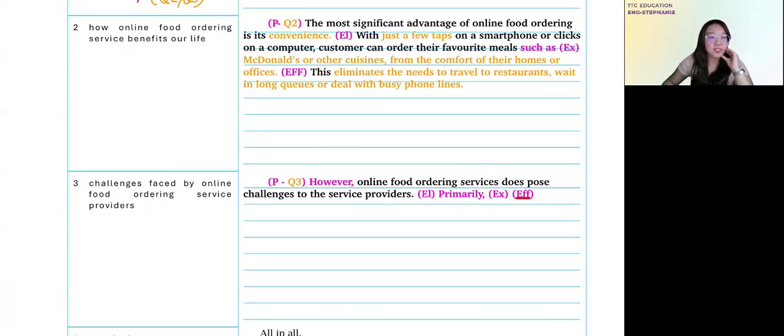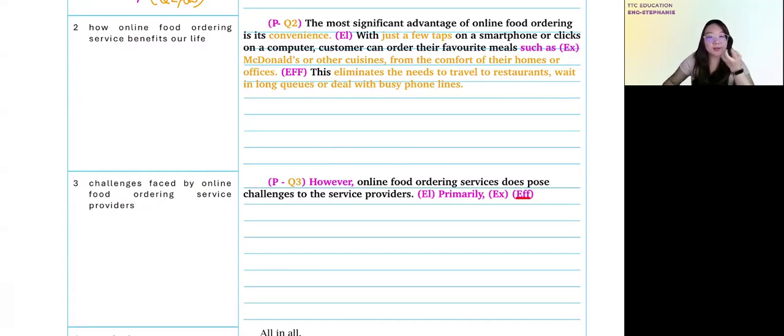It has a risk that the food might spill out. Can, that one is the challenge. All right. Which will eventually lead to what? Because this is the challenge for food ordering service providers. Spilled food is part of it.